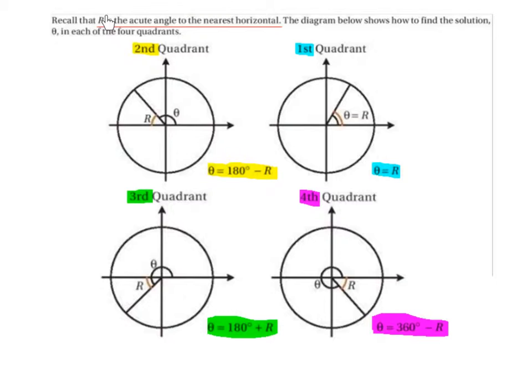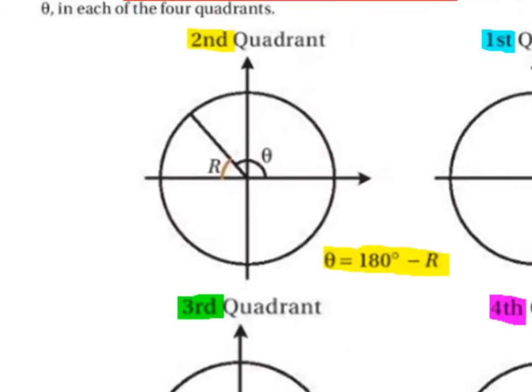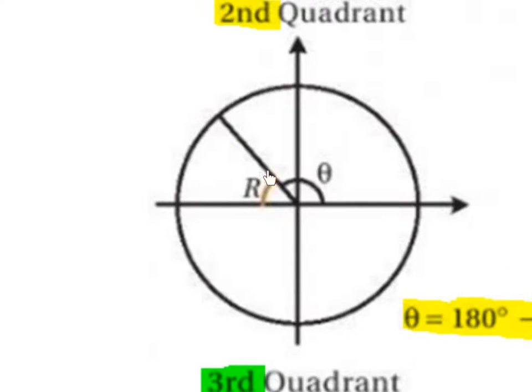Recall that r is the acute angle to the nearest horizontal. So for example, if we have a look at the second quadrant, so we know that this is 0 degrees, 90 degrees, 180 degrees. So r is the angle made with this line and the horizontal. So this is the angle here. If I just zoom in, this is the angle here. So this is the reference angle.